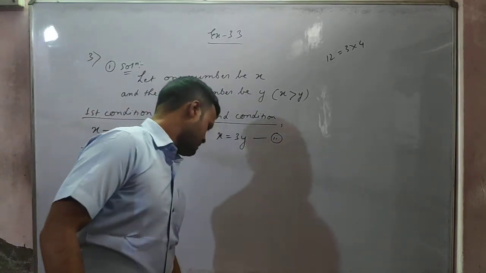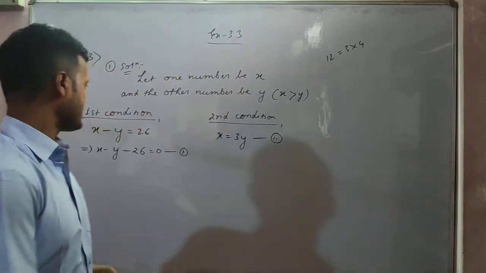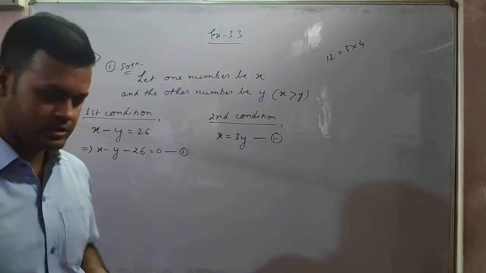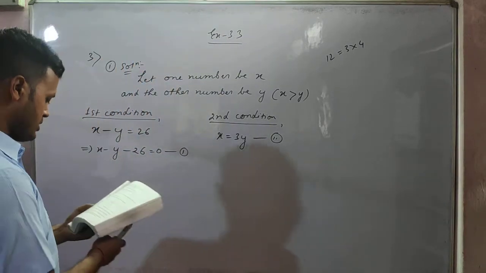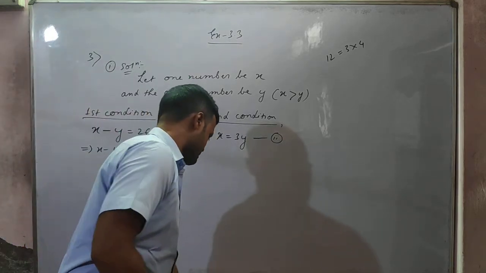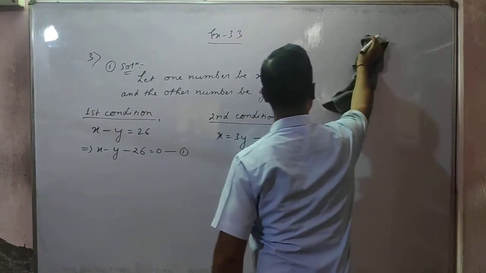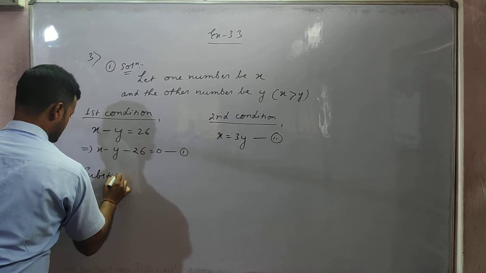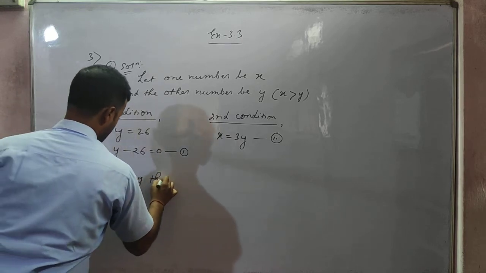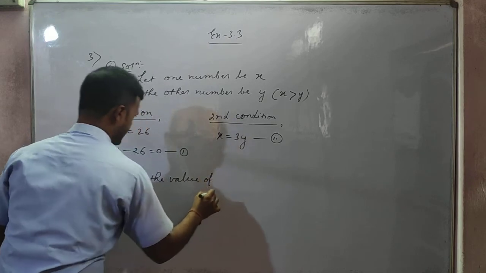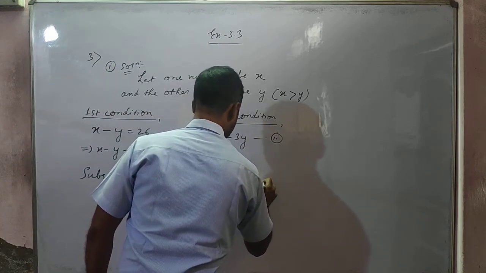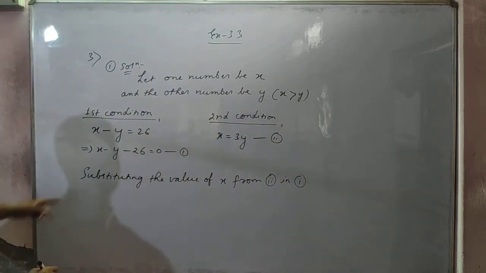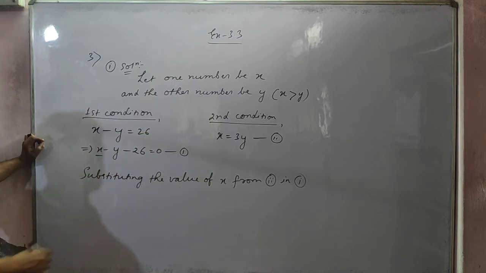And the first condition is the difference between the two numbers is 26. So that means x minus y is equal to 26, because difference between the two numbers means we have to subtract the two numbers. And one number is 3 times the other, so x is equal to 3y. Now what we will do is substitute the value of x from 2 in 1. In place of x, you will put the value of x. What is the value of x? 3y.